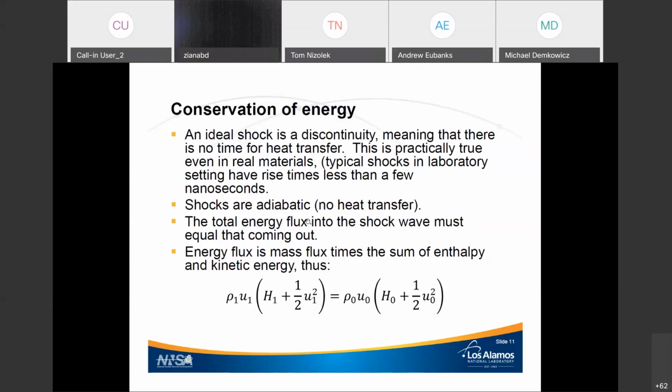Okay, total energy flux into the shock wave must equal that coming out. And that energy flux is going to be the mass flux, let's do it over here, coming in, times the sum of the enthalpy and the kinetic energy. And because these are specific quantities, there's no mass here in the kinetic energy because it's kinetic energy per unit of mass.